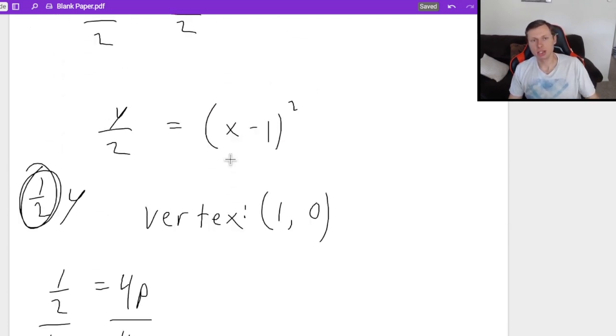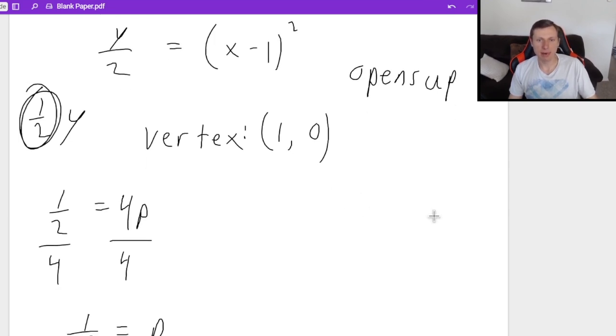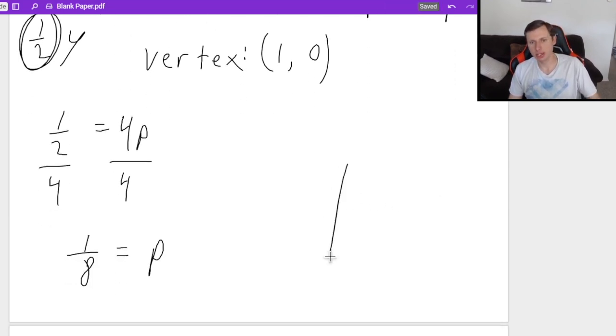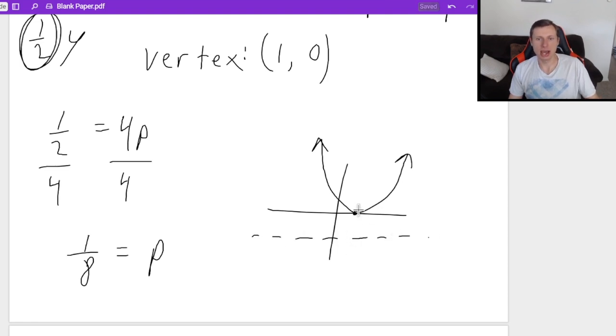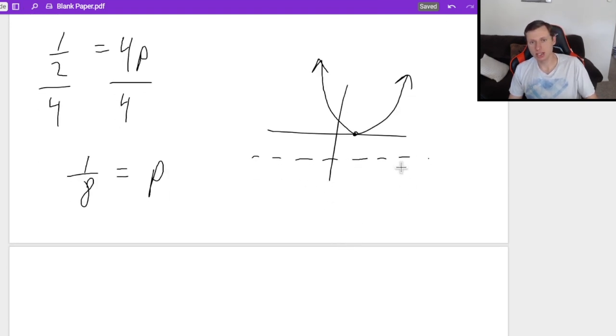That means that's the directrix distance. However, this parabola opens up. So it opens up. That means that my directrix is going to be below. So coordinate point (1, 0) for the vertex. That's about here. My directrix goes in the opposite direction, and it's down 1/8. Down 1/8 from the vertex, which was 0. What I'm saying is this line right here is y equals negative 1/8. That is my directrix.